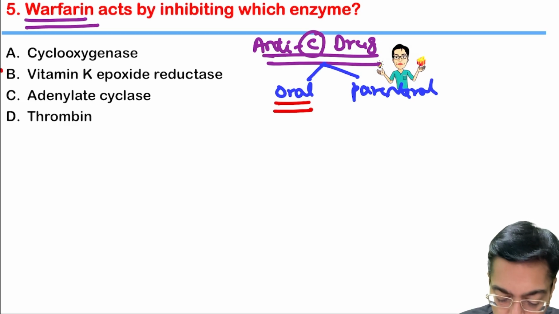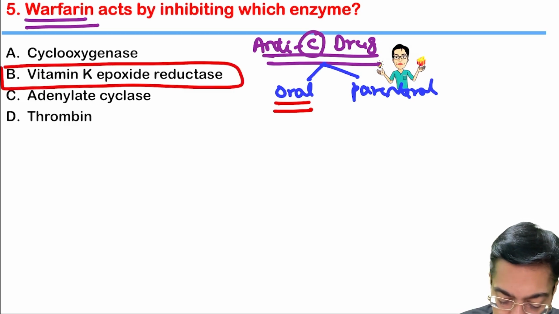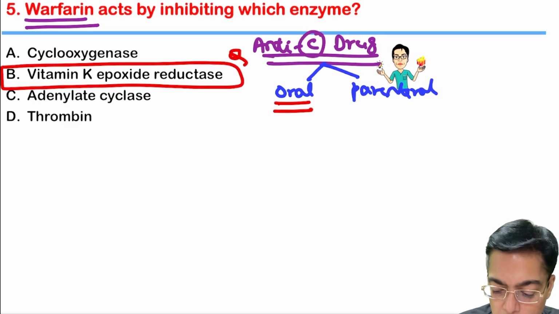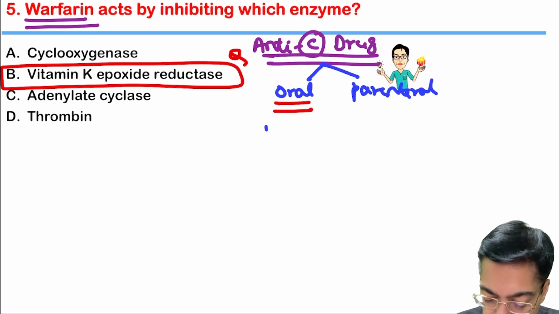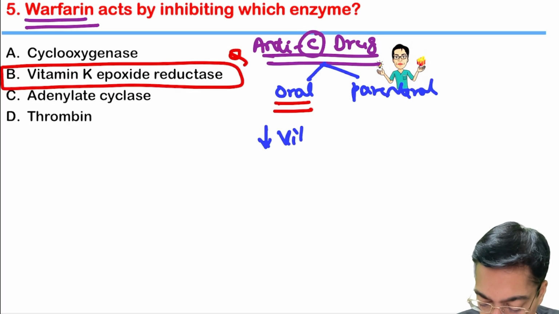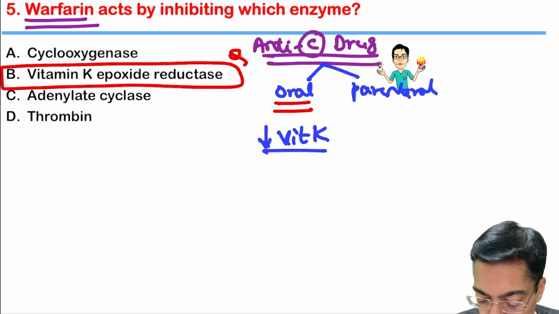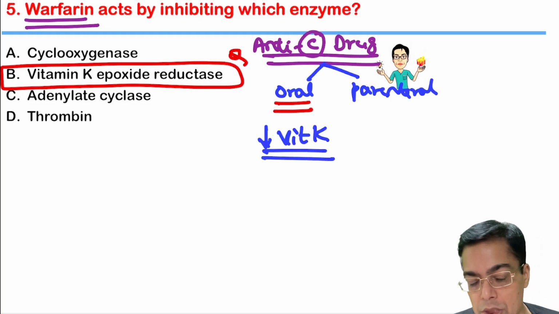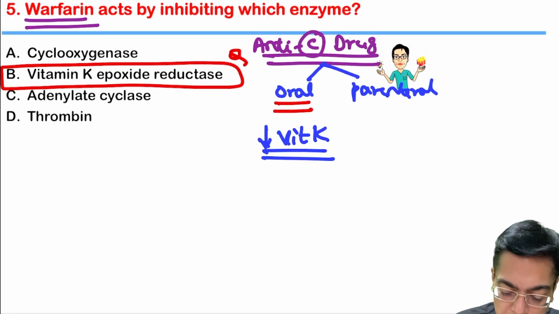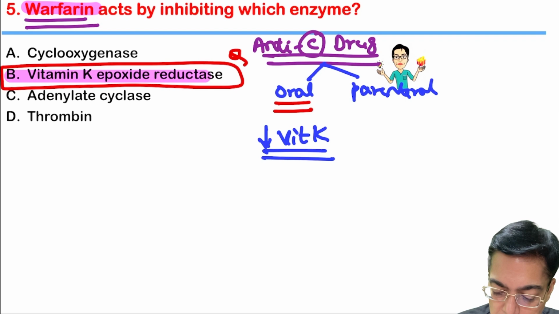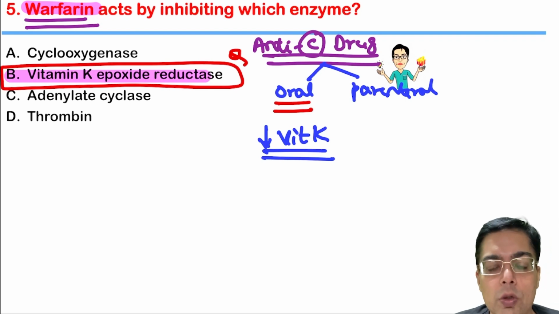And may I remind you, warfarin is going to be acting by inhibiting which enzyme? How do I get the hint? Warfarin is an example of a drug which is going to be interfering with the activity of vitamin K. And the only option which is present over here, in which vitamin K is mentioned, is vitamin K epoxide reductase. This is a specific enzyme that is inhibited with the help of warfarin, and therefore the patients are going to be having this particular drug as a very effective anticoagulant drug.